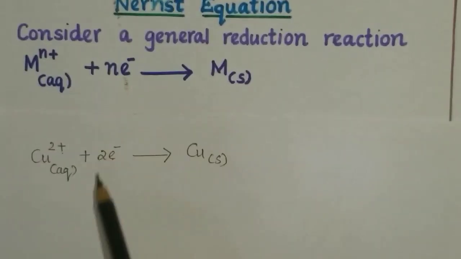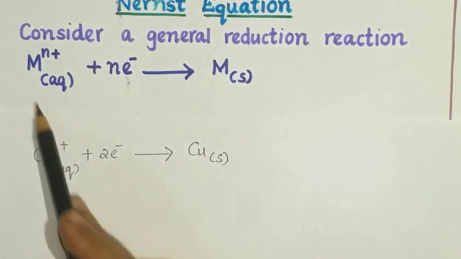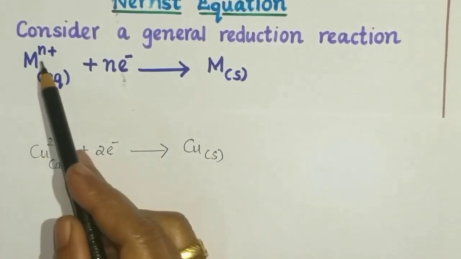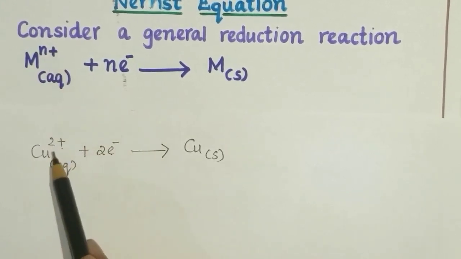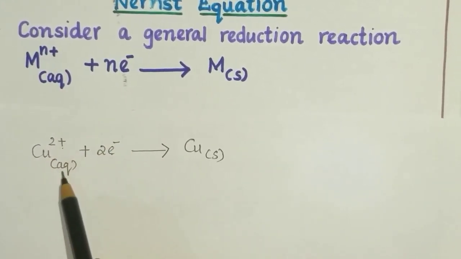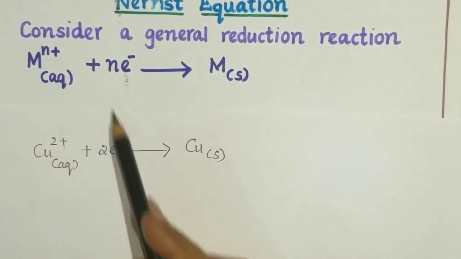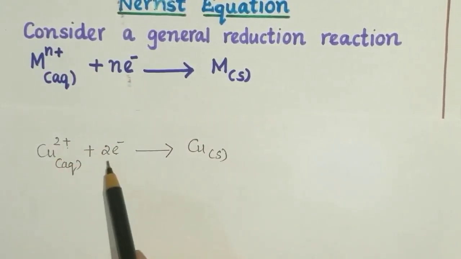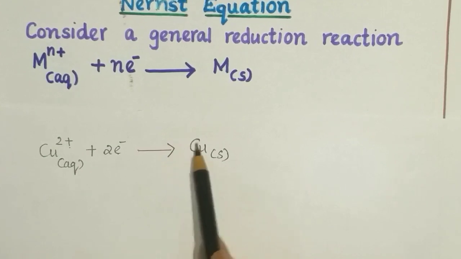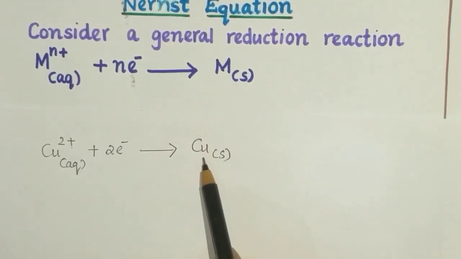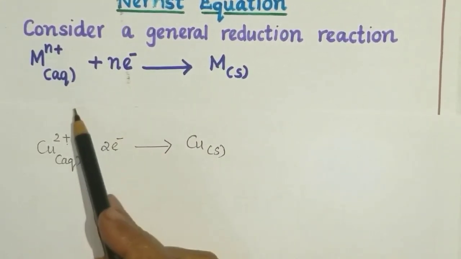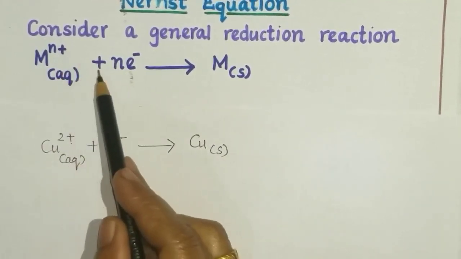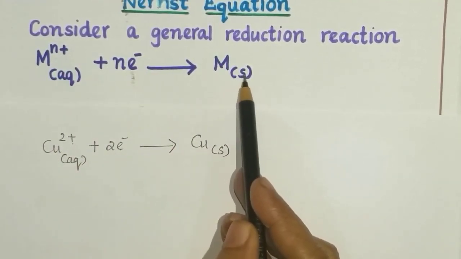For example, we can write a typical reaction. Instead of M metal, we can write Cu, copper, and instead of oxidation state n+, we can write 2+, Cu2+ aqueous plus accepts 2 electrons. Instead of n here, it is 2. 2 electrons give, instead of M, copper solid. So here we consider the general reduction reaction Mn+ plus n electrons gives M solid.